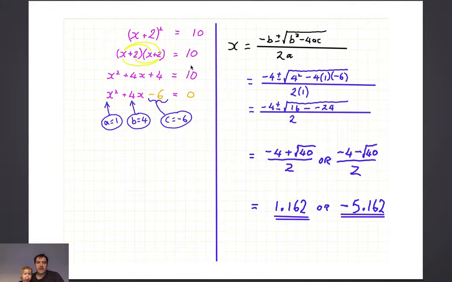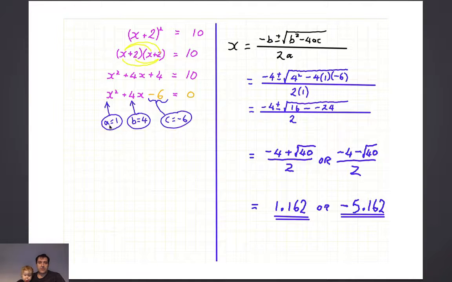I multiplied that out, so x plus 2 squared means that bracket times itself. That gave me x squared plus 4x plus 4 equals 10. And then I took 10 from both sides. Now that looks like one of the ones that we're used to, with an x squared, an x, and a term on the end. So we made those our values of a, b, and c for using the formula.